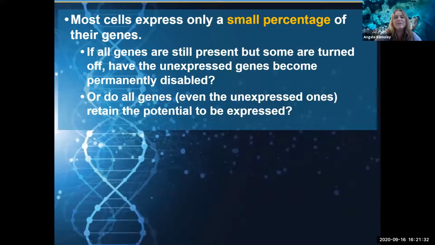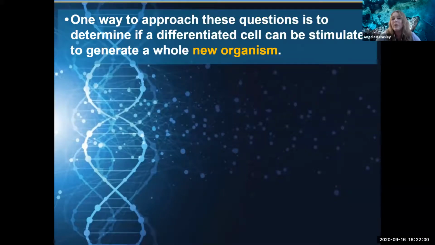So most cells express only a small percentage of their genes. So, liver cells express the liver genes, and skin cells express the skin genes. So if all genes are still present, but some are turned off, have the unexpressed genes become permanently disabled, or do all genes, even the unexpressed ones, retain the potential to be expressed? Ooh, I gave it away on the last slide. So one way to approach these questions, because scientists had these questions, right? We didn't know the answer yet, they had these questions.